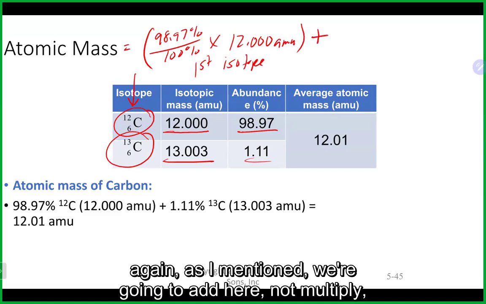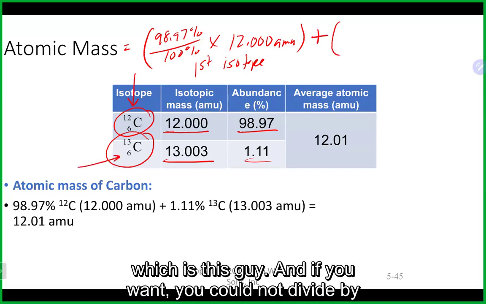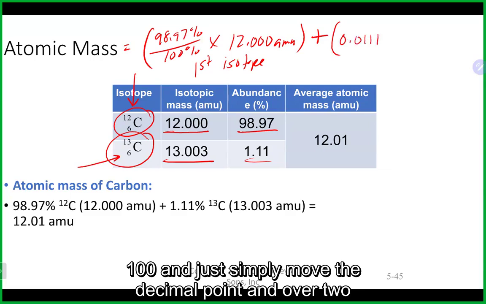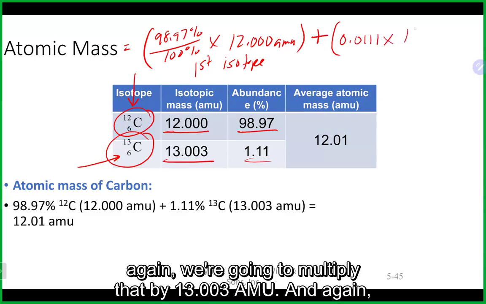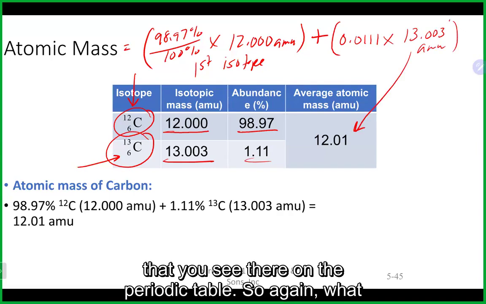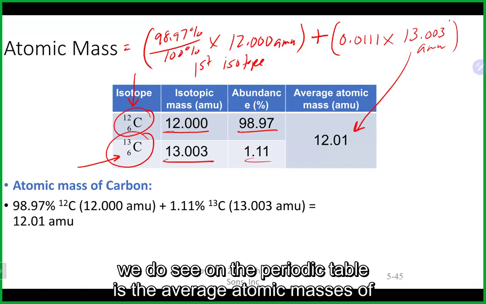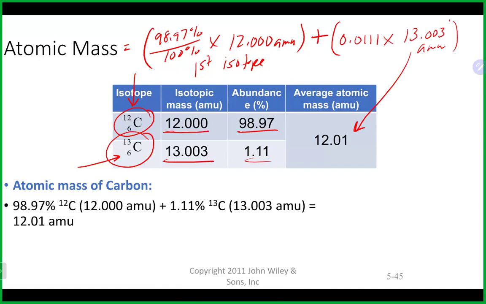Once again, as I mentioned, we're going to add here, not multiply. And we're going to do the same thing for our second isotope, which is this one. And if you want, you could not divide by 100 and simply move the decimal point over two places to the left. And again, we're going to multiply that by 13.003 AMU. And you can see here, you will end up with 12.01, which is the number that you see there on the periodic table. So what we see on the periodic table is the average atomic mass of all of the naturally occurring isotopes for that particular element.